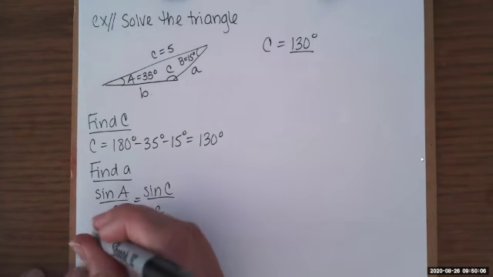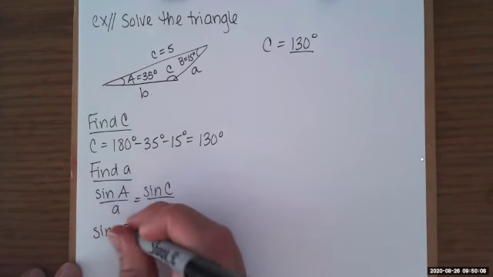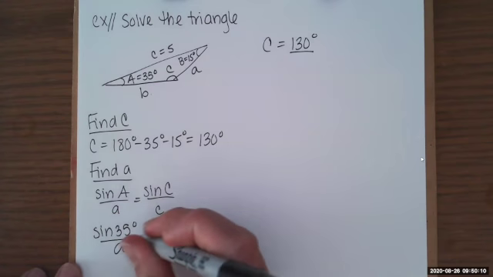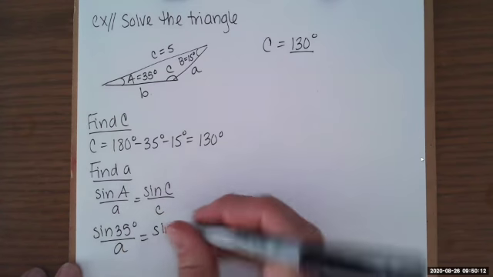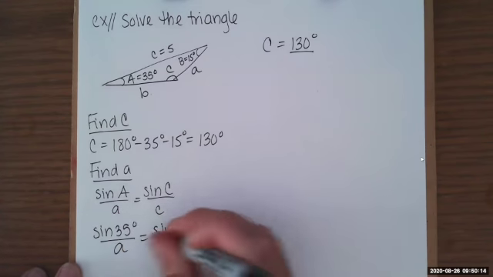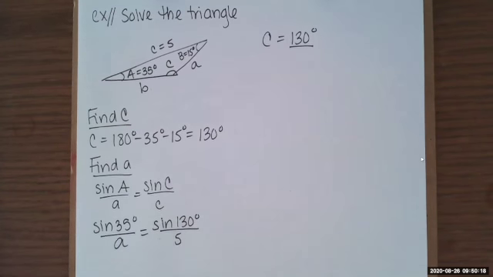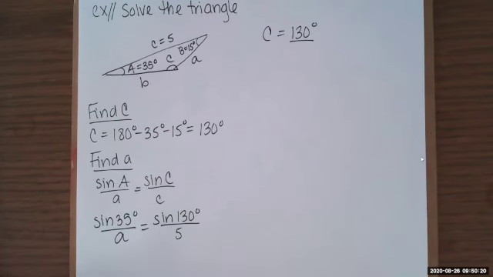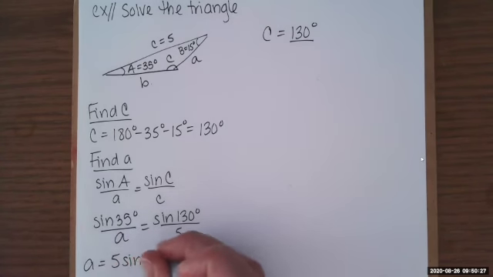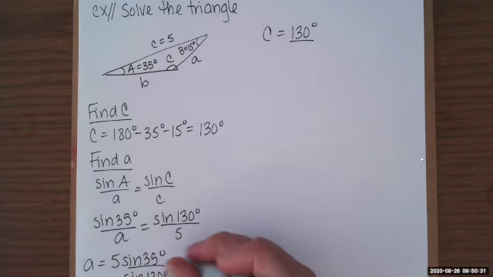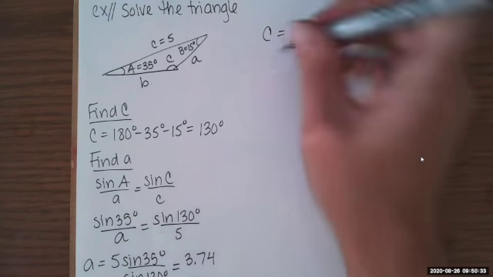Okay, so let's fill in what we have. We have sine of 35 over little a, which is what I'm solving for, is equal to sine of angle C, which we figured out was 130, over side C, which is 5. Next step, you're welcome to do this the long way or the shortcut way. Solve for A. We get that A is equal to 5 sine of 35 over sine of 130, which is 3.74.